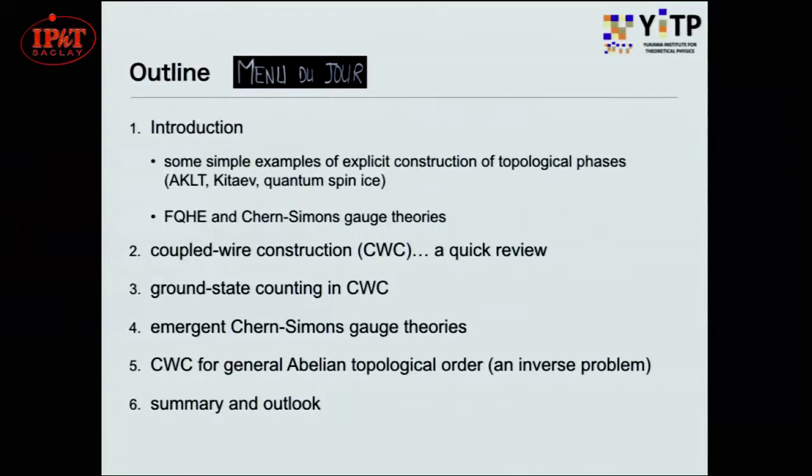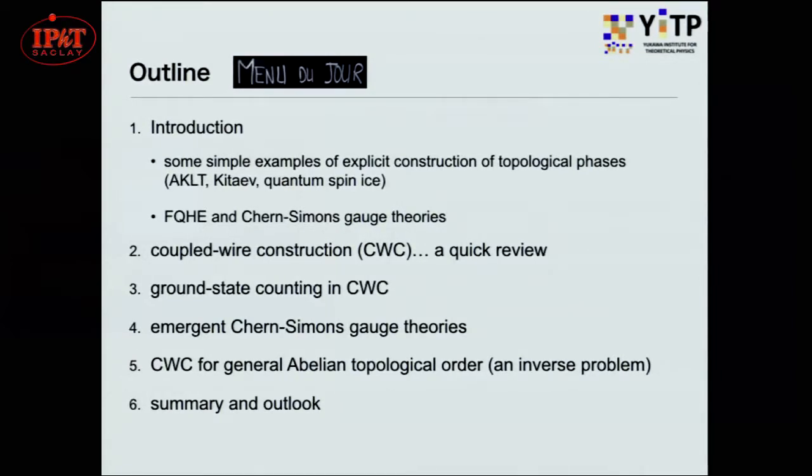And in the second section, I'm going to give you a brief review of the coupled wire construction and explain how this method works to construct two-dimensional topological phases. Also, in section 3, we start to calculate the number of inequivalent ground states starting from the coupled wire construction.